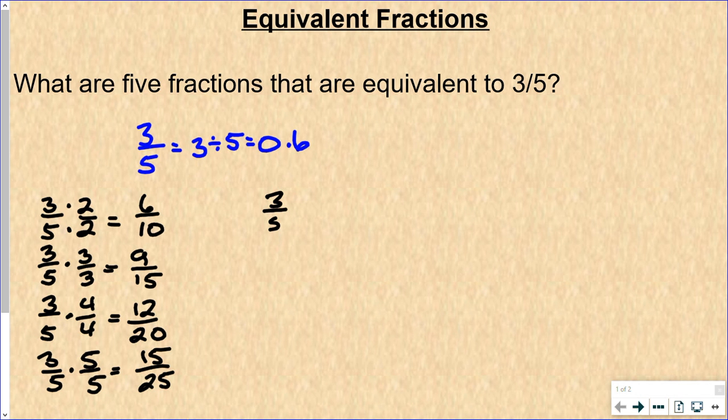All right, and then I guess I need one more. So we're going to do 3/5 times, let's change it up, let's make it 10 over 10. And I get 30/50. All right, so that's all there is to writing equivalent fractions. All of these fractions are the same. If you divide them, they all come out to 0.6. If you simplify them, they all come out to 3/5.